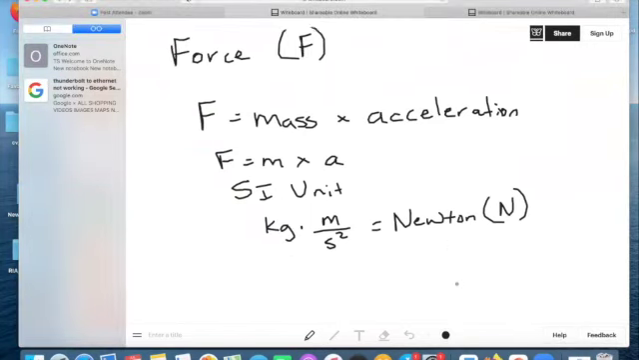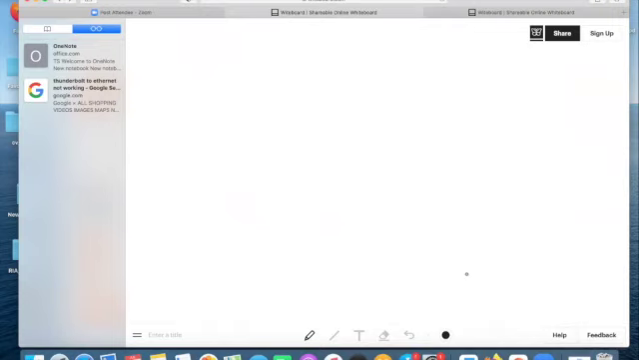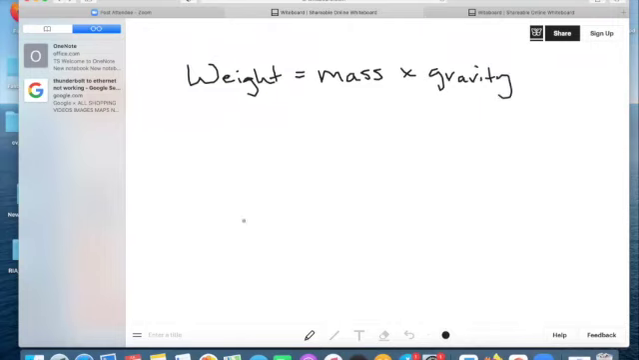All right, let's scroll down. So weight is going to be mass times gravity. All right, so weight is equal to m times g.